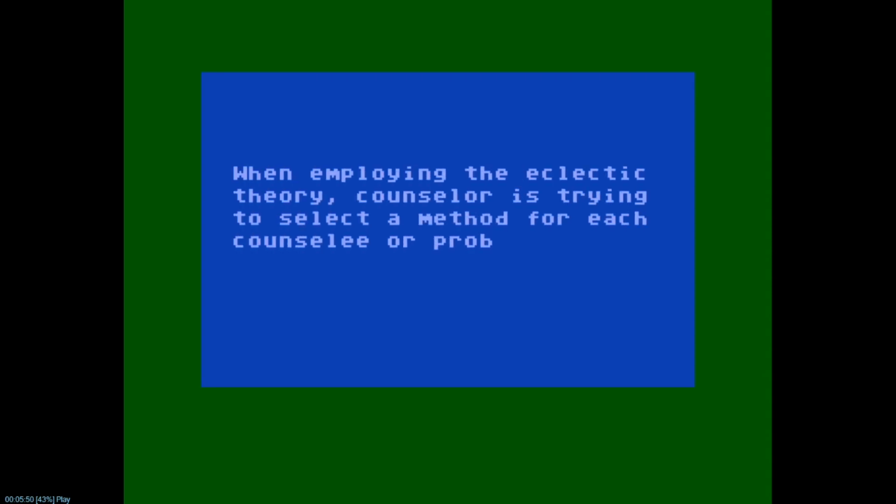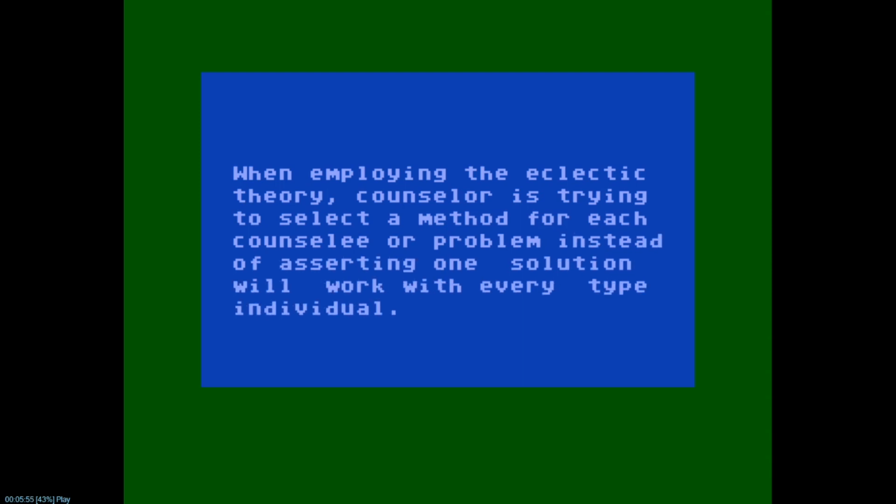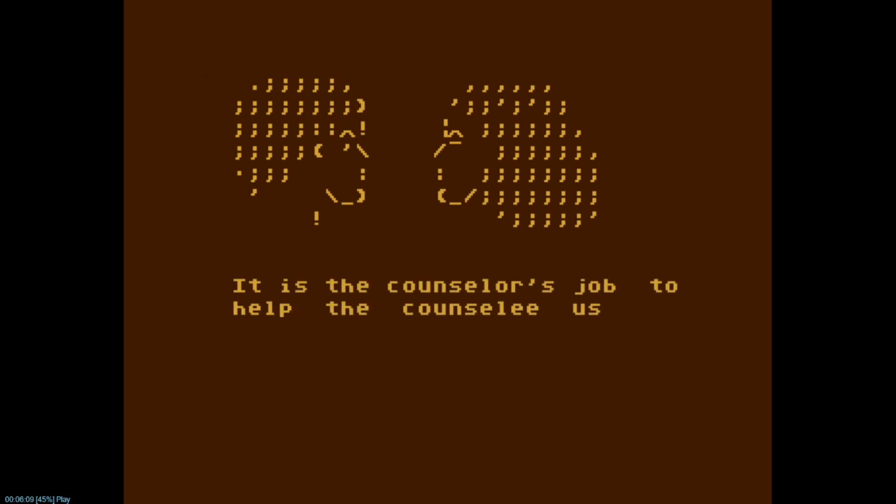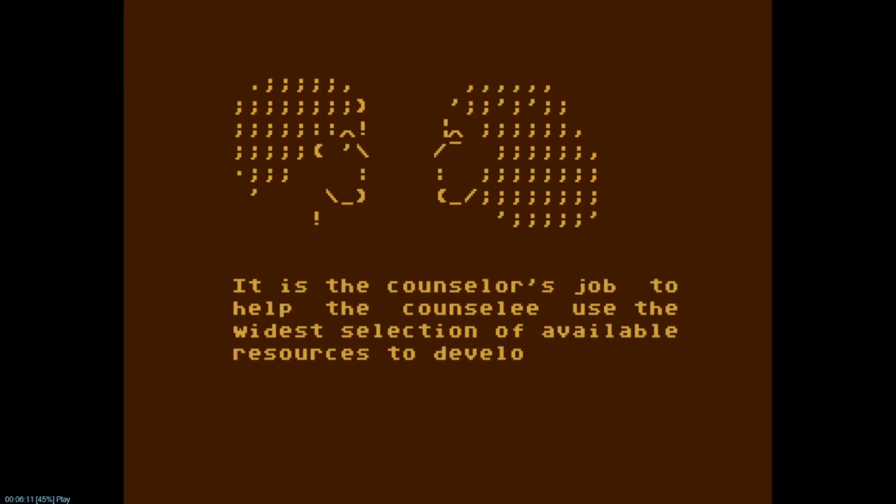Yes. When employing the eclectic theory, the counselor is trying to select a method for each individual counselee or problem, instead of asserting one solution will work with every type of individual. In using the eclectic theory, it is necessary to take into consideration the past, the present, and the potential future of the counselee. This theory maintains it is the counselor's job to help the counselee use the widest selection of available resources to develop problem-solving behavior.